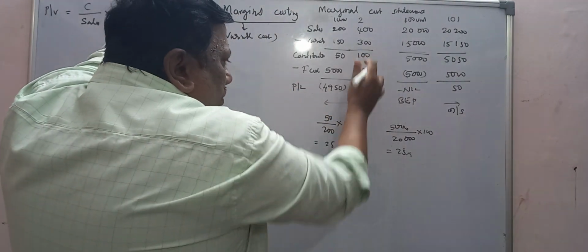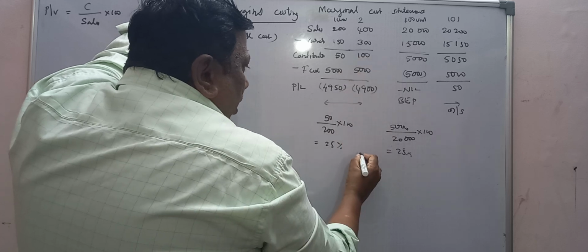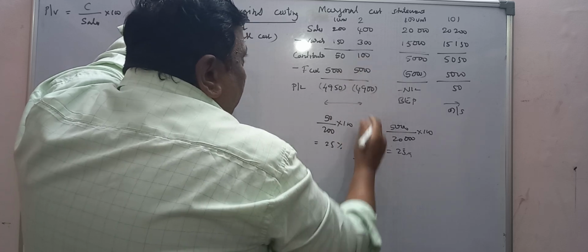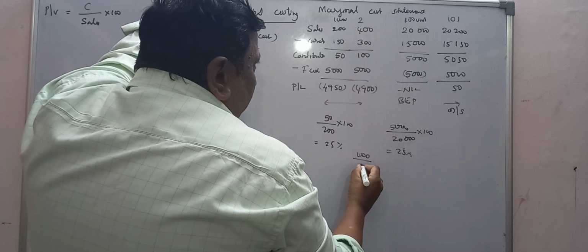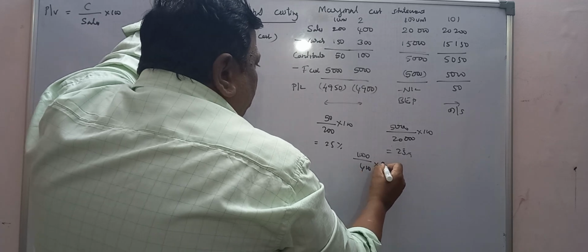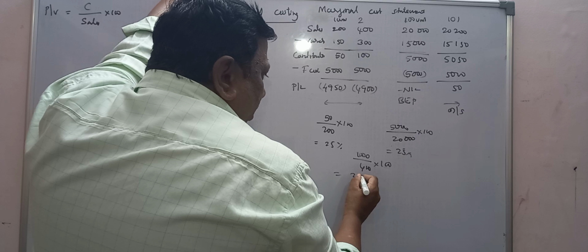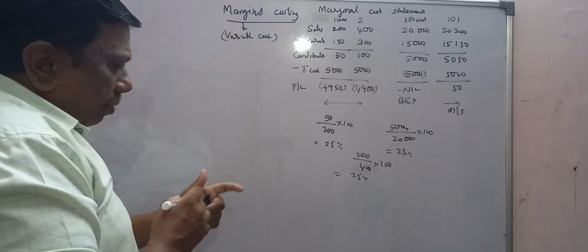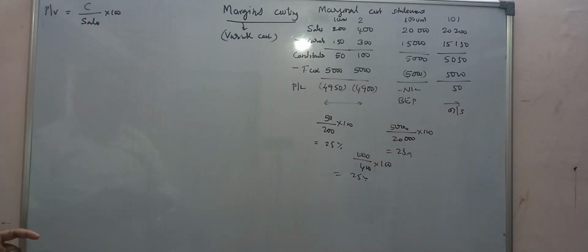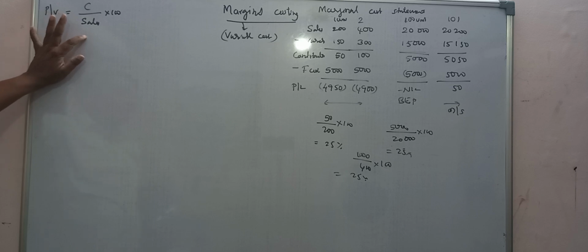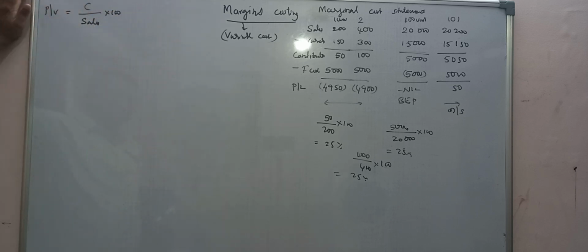For example, at this level, what is the contribution of 100 divided by sales of 400 into 100%? Here also again I am getting the same percentage, 25%. So to calculate, we need what? Contribution divided by sales. Whenever you calculate, you will get the same. So that is the PV ratio.